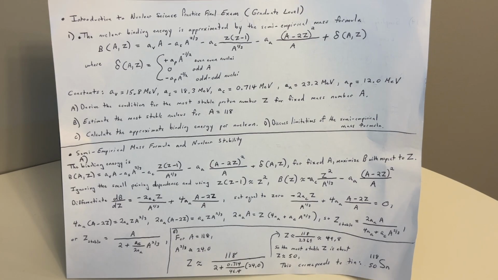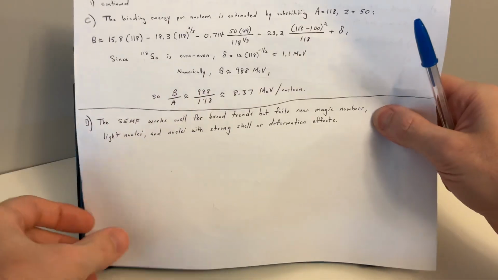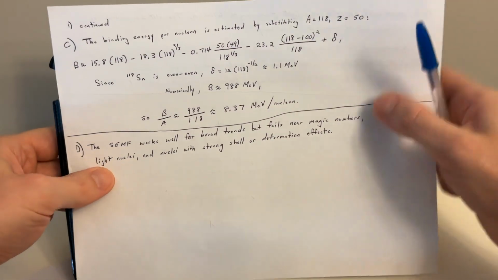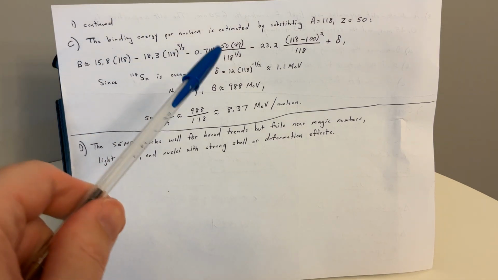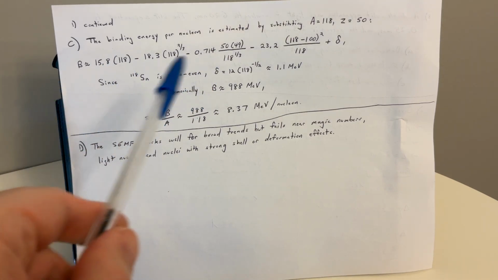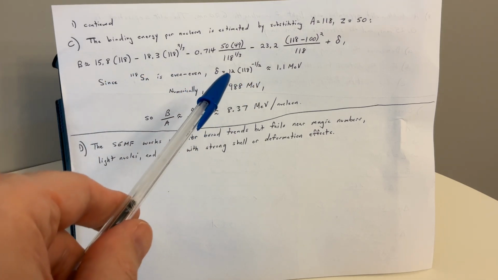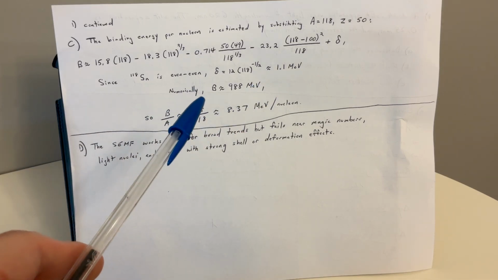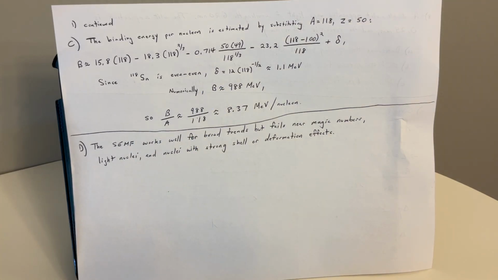Okay, so moving along, continued for number 1. Letter C, calculate the approximate binding energy per nucleon. So continue, the binding energy per nucleon is estimated by substituting A equals 118 and Z is 50 into the equation. Since this is even, our delta equals 1.1 MeV. Numerically, our B is equivalent to 988 MeV.